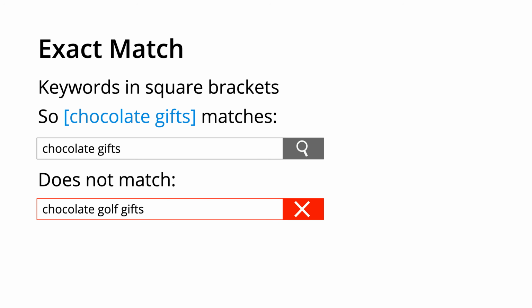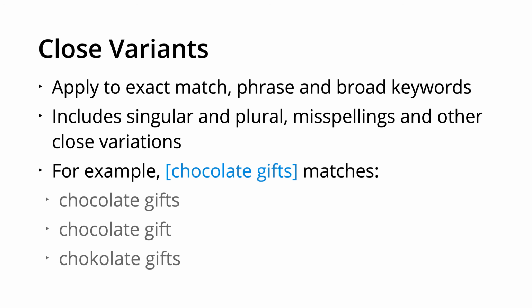It matches exactly. When we use exact match, phrase match, and broad match keywords, it's important to understand that these will also match close variants. This means that Google Ads will automatically match singular and plural versions of our keywords, misspellings, and other close variations of keywords. For example, if we were bidding on the exact match keyword of chocolate gifts, then our ad would be displayed for people searching for chocolate gifts, chocolate gift singular, and the misspelling of chocolate gifts. So remember, close variants will apply to your exact match, phrase, and broad keywords.